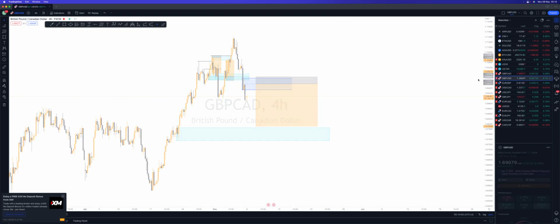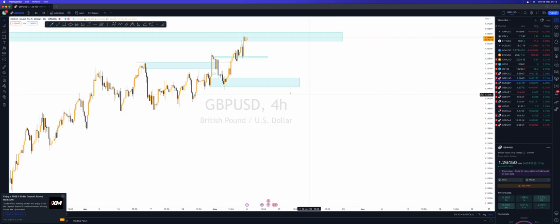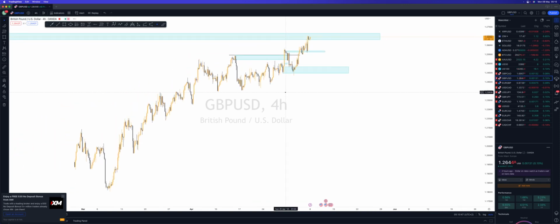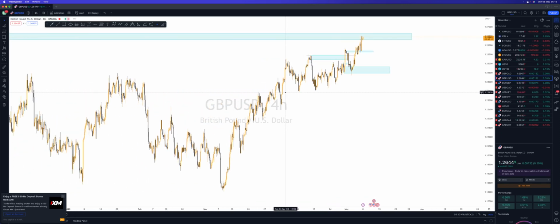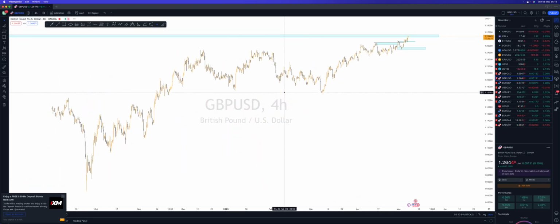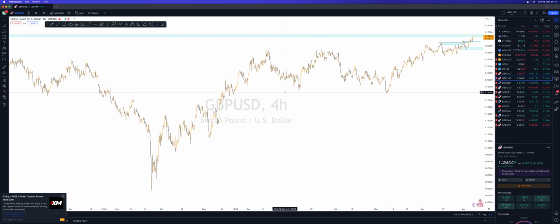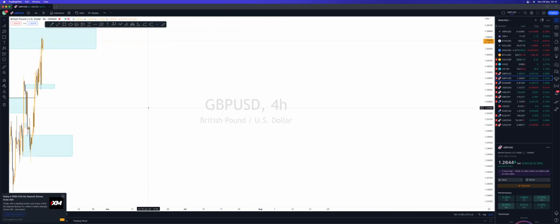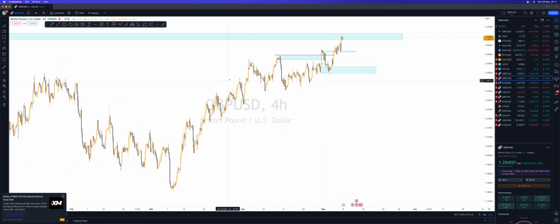Let's look at GBP USD. Please note I'm using TradingView for this, so the prices might be a bit different if you're using Deriv, but we will check out those charts a bit later. Let's have a look at GBP USD right now.